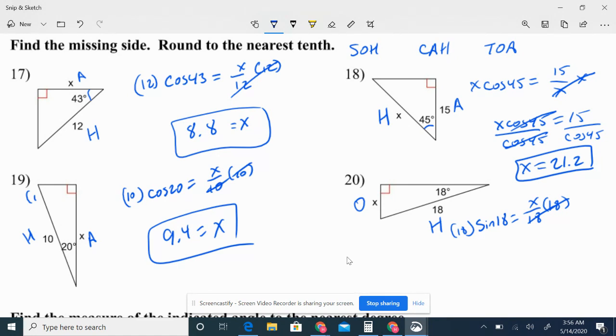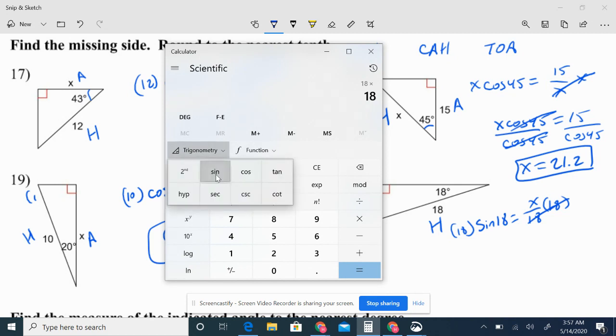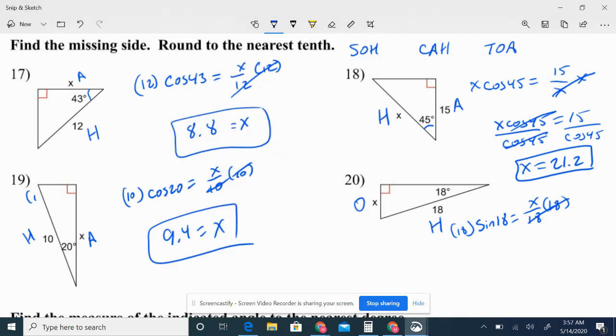So I have to type in, let me get my calculator out. I have to go 18 times, 18 first and then sine, press equal. So 18 times sine of 18 gives me 5.56. So I'm going to round it to 5.6. One decimal place. I'm going to round this to 5.6.